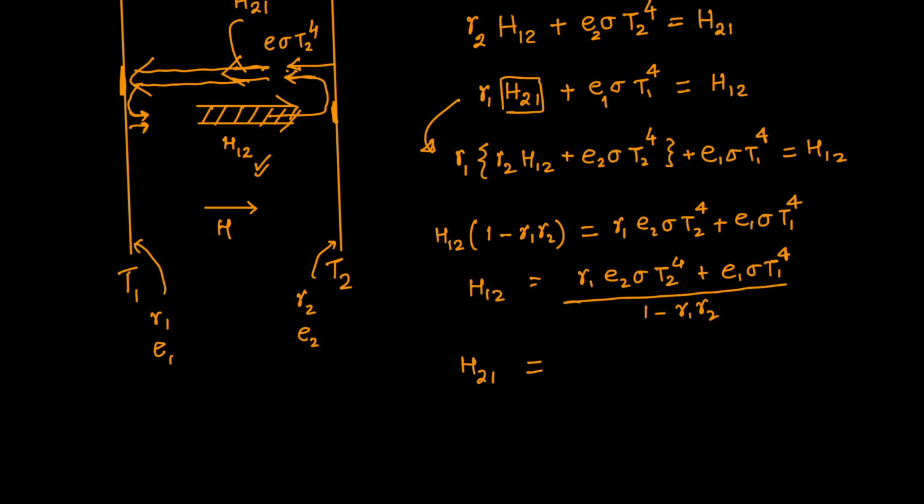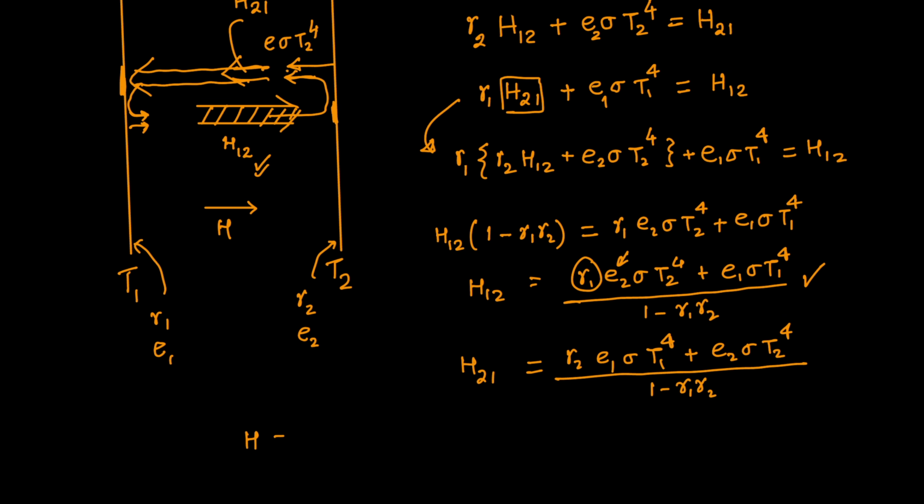Exactly in the same way we can find H21. Either you can solve fully or just by looking at this term, just convert 1 into 2 and 2 into 1. So in place of R1 we have R2, in place of E2 we'll have E1 sigma T1^4 plus E2 sigma T2^4 upon 1 minus R1 R2. Then to find H, we have to subtract H12 minus H21.